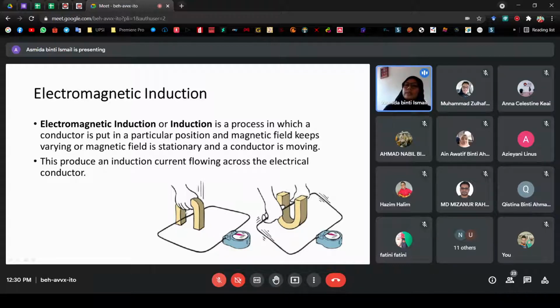There is current that will flow across this wire. So you can see your meter here moves, because there is electromagnetic induction. Ada aruhan elektromagnet yang terhasil.